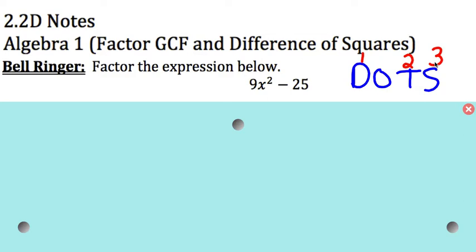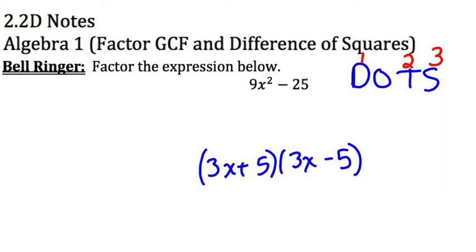So then we ask ourselves, what times itself is 9? Well, that's 3 times 3. What times itself is x squared? That's x times x. So we know our parentheses will start with 3x. What times itself is 25? That's 5. So they both end with a 5. One's a plus, one's a minus. So here you go. That's what your answer should look like for your bell ringer. 3x plus 5, 3x minus 5.